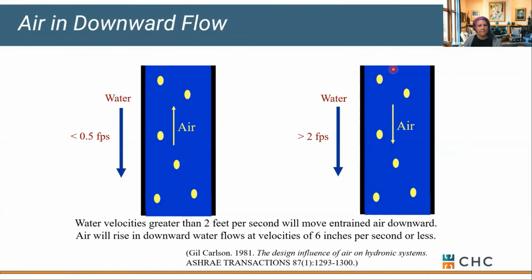One thing we have to do is keep the water moving in order to keep air coming back to the mechanical room. If our velocity slows down too much, we're going to get air pockets in our piping. So we just have to watch that.